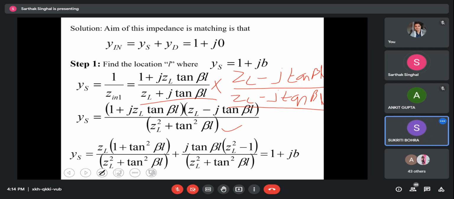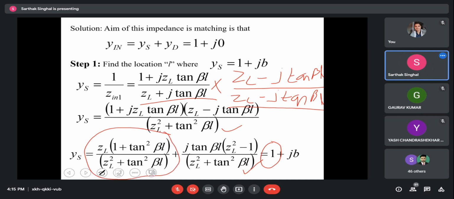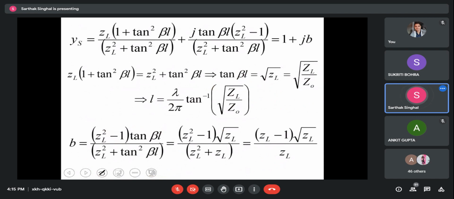Numerator also, sir, we can multiply. So after multiplication, you will get two terms. First one will be a real part, and another one will be an imaginary part, right? So what will be the real part? ZL times 1 plus tan square beta L divided by ZL square plus tan square beta L. Is this equation correct? Yes, sir. So can I compare these two parameters? If I compare these, what will I get?